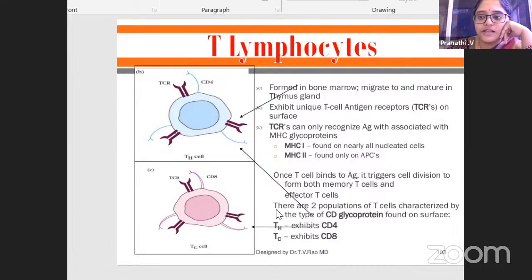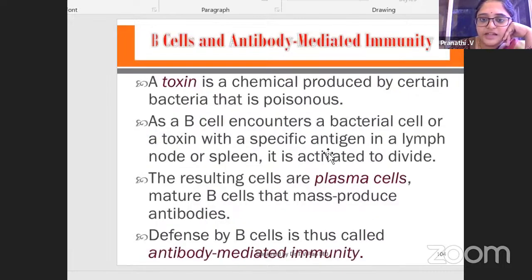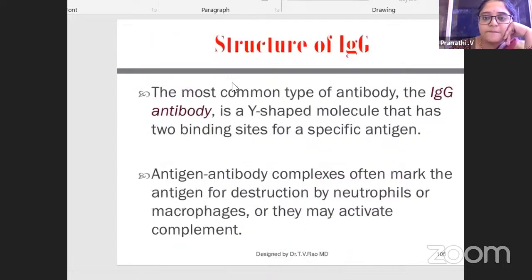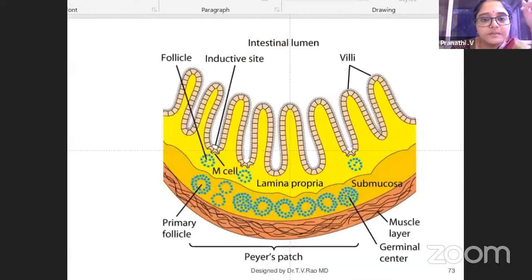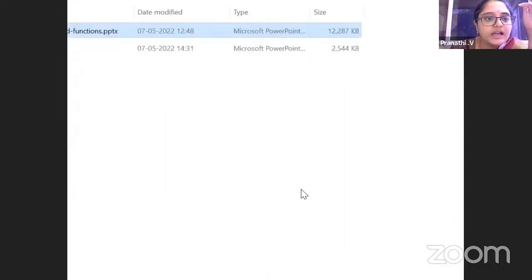So we have CD4 and CD8 cells and the MHC complexes 1 and 2, which take part. And then we have something called antibodies. We will read about it in some time. This is the basics of your immune system.